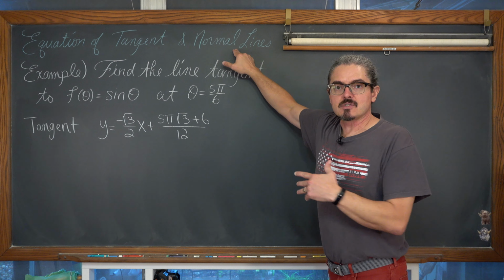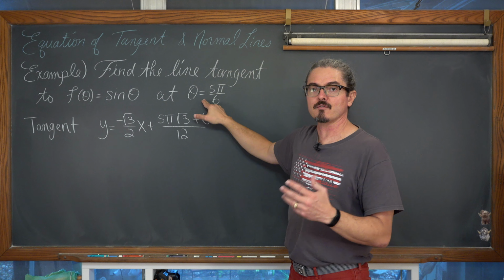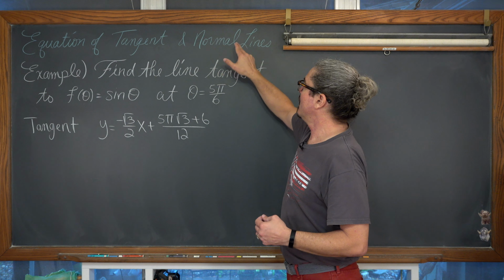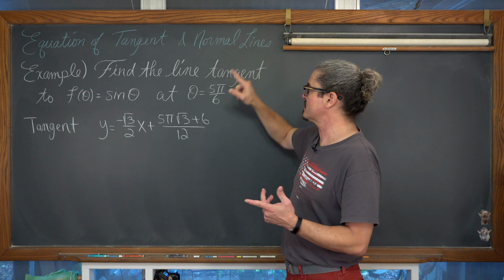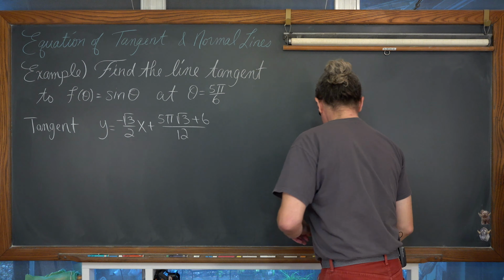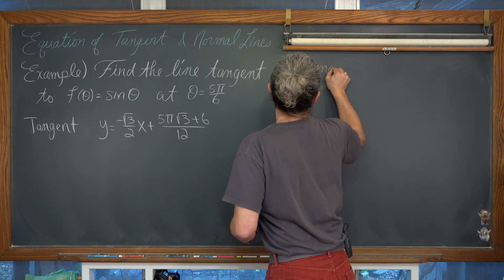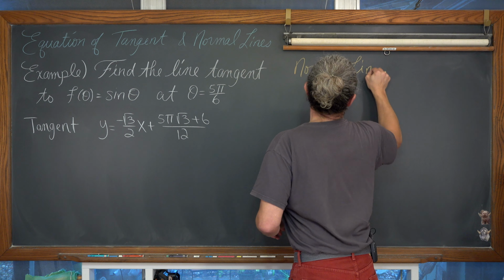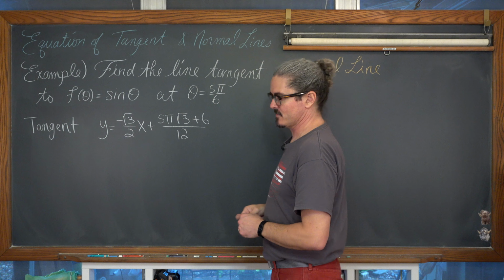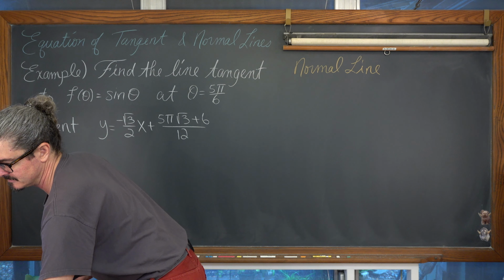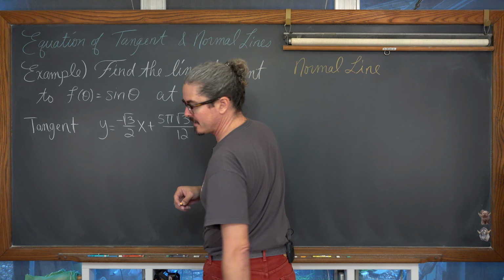A normal line is simply perpendicular. So instead of a line which is parallel to the function at a particular domain value, we're looking for the equation of a line which is perpendicular. So for the normal line, and I'll do this in orange, we're still working with that same point of tangency, which for some reason I erased: 5 pi over 6 and 1/2.